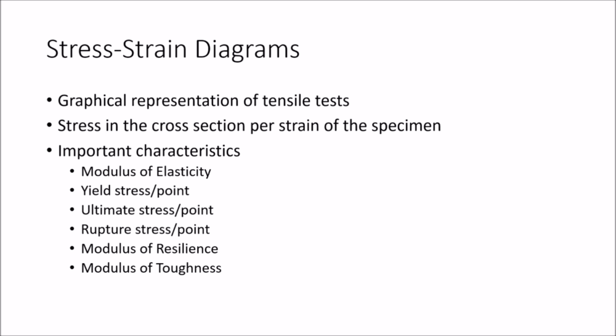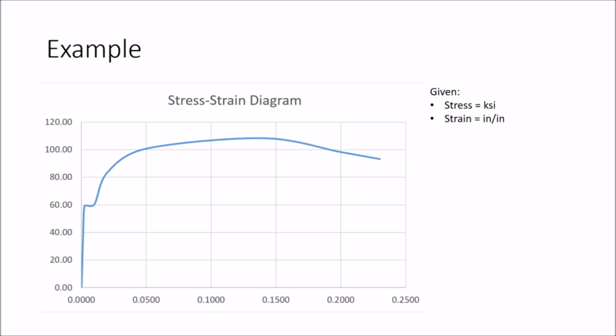Sometimes we can't find the yield stress or point very easily because it is when the graph is no longer linear. And in the cases of very ductile materials, this is very hard to distinguish. So often what we will do is create an offset line to help us approximate what the yield stress will be. This is an example of a stress-strain diagram.